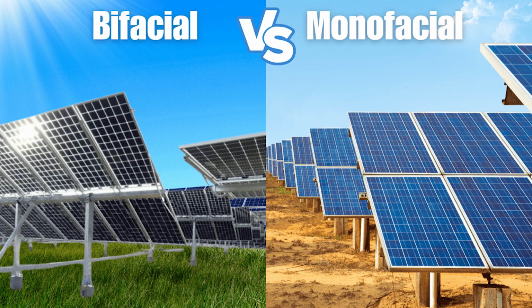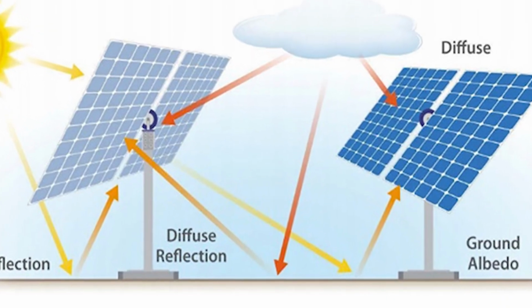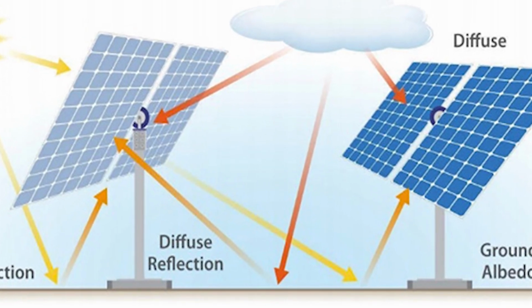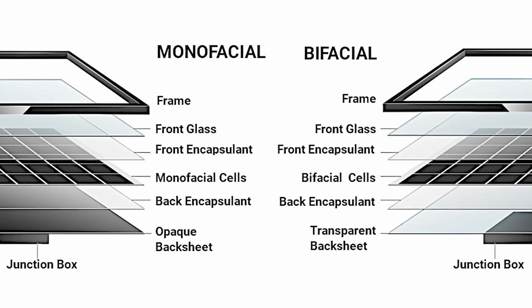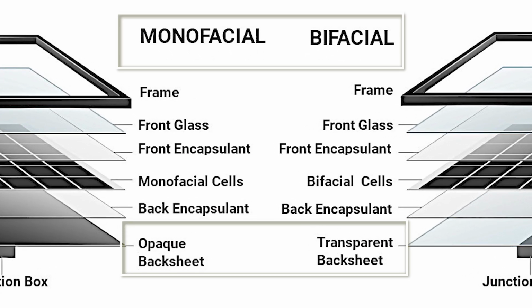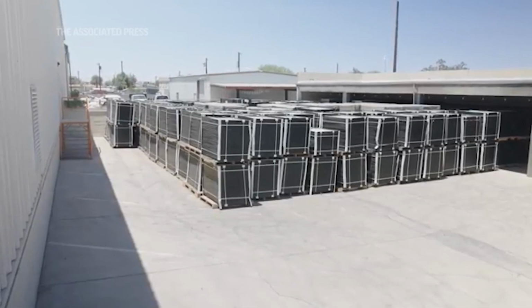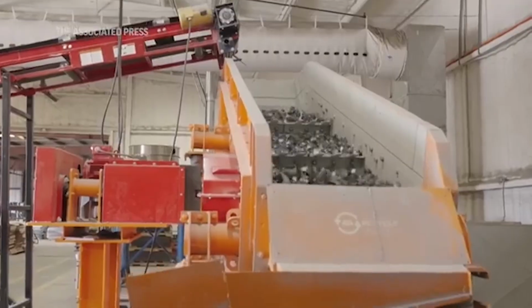Innovations such as bifacial solar panels also play a significant role, as they can capture light from both sides, generating up to 25% more electricity than traditional panels. Furthermore, recycling older panels can greatly improve efficiency efforts.